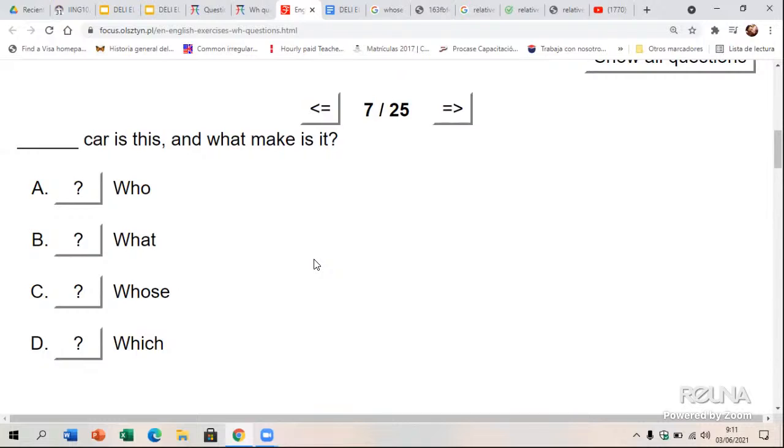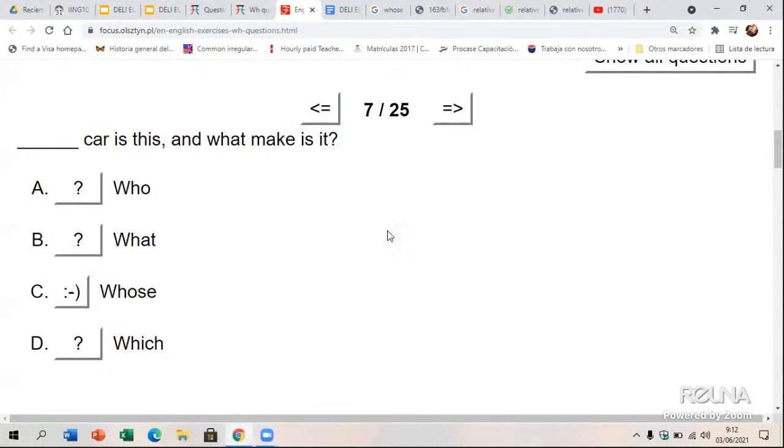Do you guys agree with Jairo? Whose car is this? Who's Constanza? Catalina, whose? Which car is this and what make is it? I mean, we need election in this case if we use which. Which car is this? Like, for example, is it a Lamborghini or a Bugatti? Or which, says Constanza. Okay, let's click on whose.